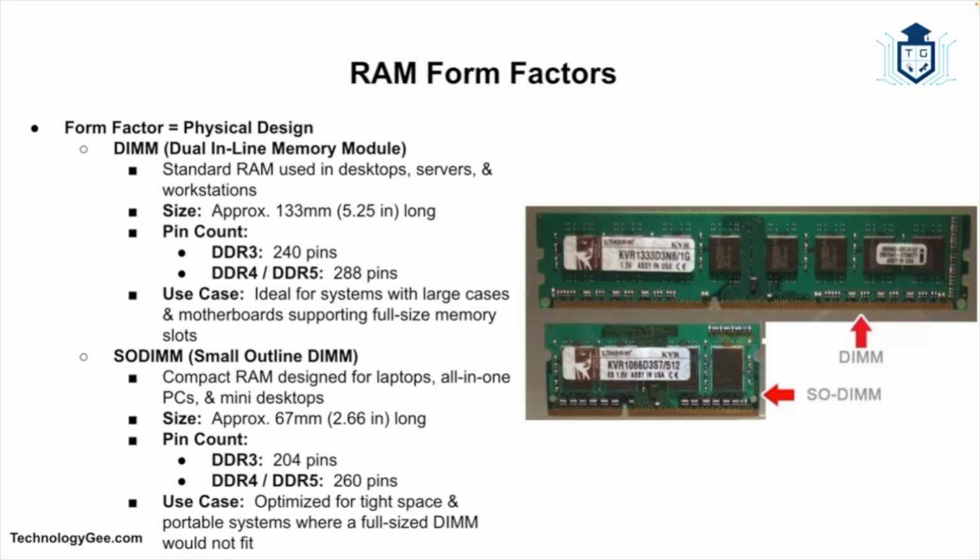And then we have what is called SODIMM, or Small Outline DIMM. And this is a smaller version of DIMM that you will find in laptops and small form factor PCs. And it's typically around 2.66 inches long. It usually has 204 pins for DDR3 and 260 pins for DDR4 and DDR5. Once again, you'll find this in laptops, compact desktops, and mini PCs.